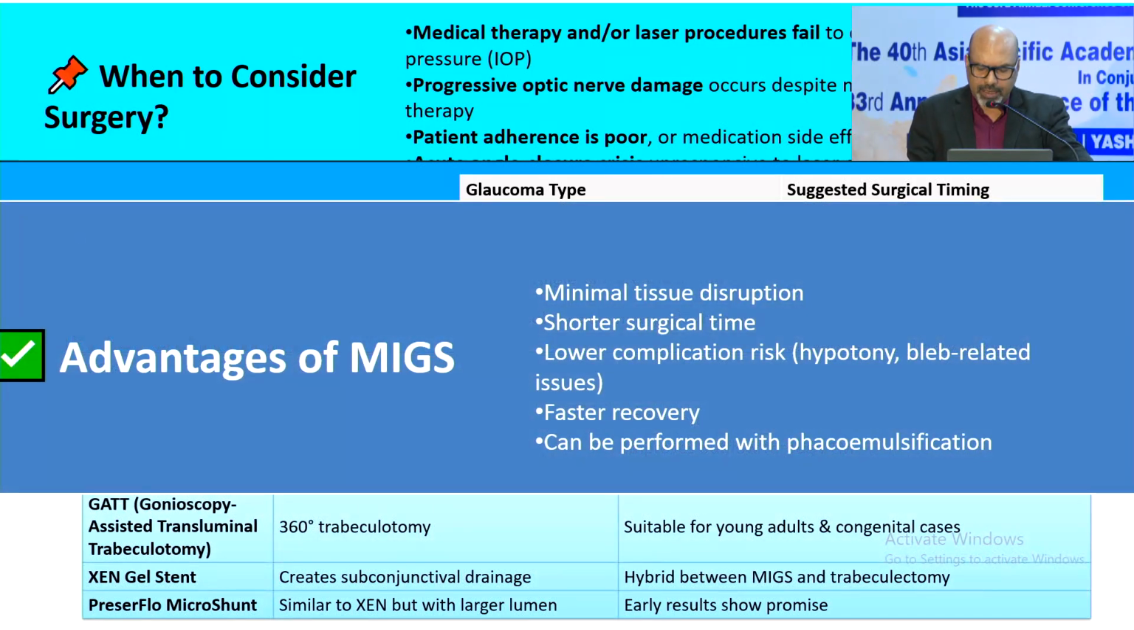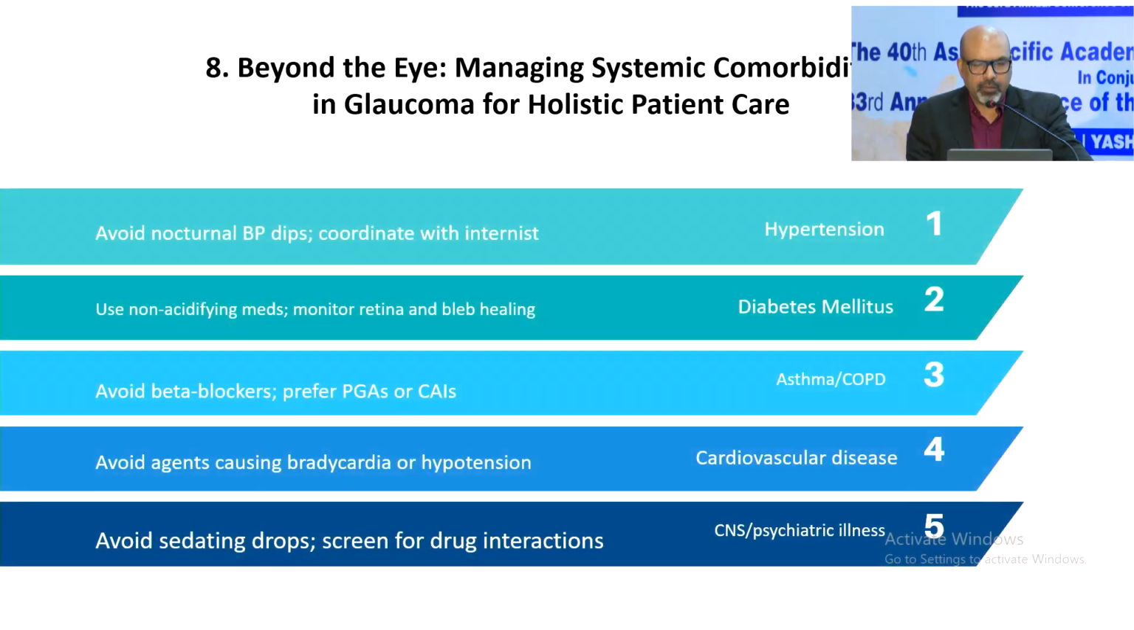And these MIGS are changing the paradigm of glaucoma therapy right now. So at least one should learn one of the procedures, like bang, to associate with phacoemulsification, or even in primary therapy to add to the glaucoma treatment paradigm. And then finally, the eighth one we have to keep in mind is managing systemic comorbidities.